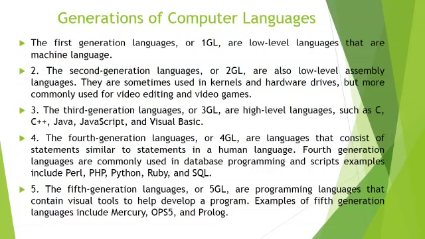The fifth generation languages or 5GL are the programming languages that contain visual tools to help develop a program. Examples of fifth generation language include Mercury, OPS5 and Prolog.